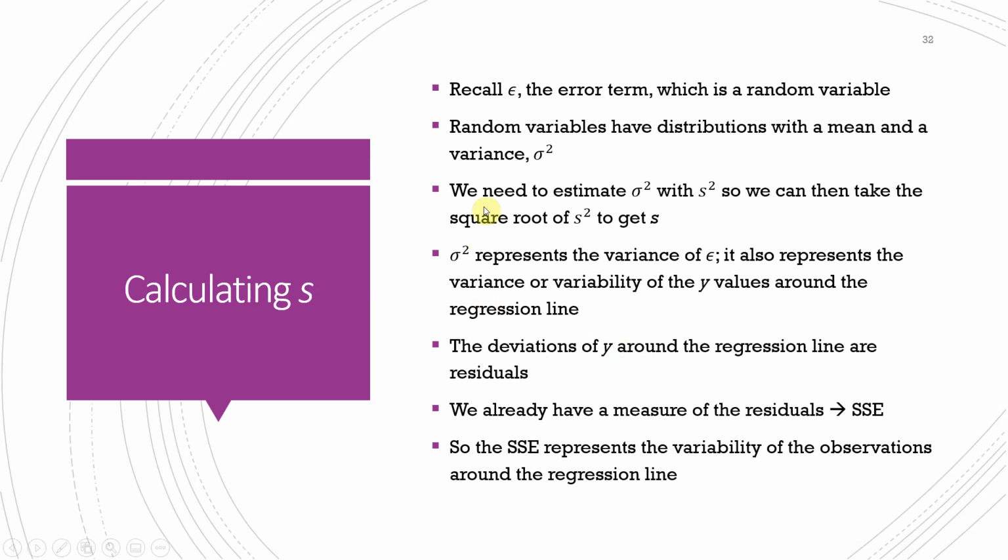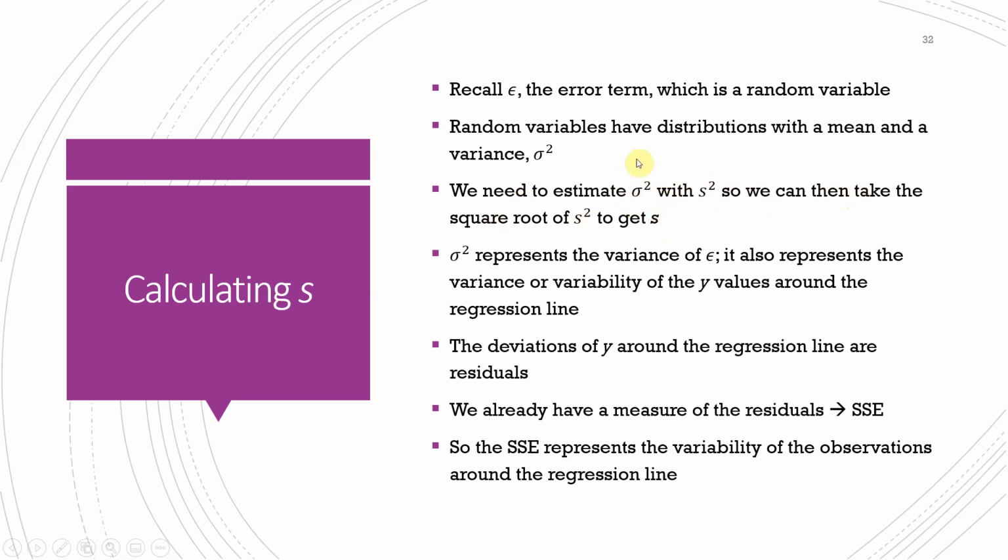Okay, this is where we need to take a deep breath and think about another concept, but it's related. Remember epsilon, the error term. It is a random variable. Random variables have distributions with a mean and a variance, sigma squared. So we need to estimate sigma squared, because we don't know it. We can estimate it with S squared. If we can estimate it with S squared, we can just take the square root of it to get S. So we're getting closer.